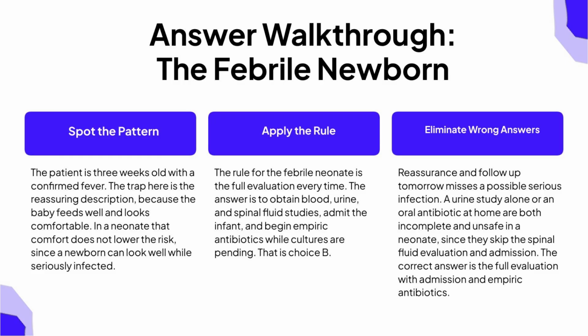Reassurance with next day follow-up could miss a serious infection. A urine study alone or an oral antibiotic managed at home both skip the spinal fluid evaluation and the admission that this age group requires. The correct answer is to obtain blood, urine, and spinal fluid studies, admit and start empiric antibiotics. Notice how finding the age first pointed you straight to the answer.